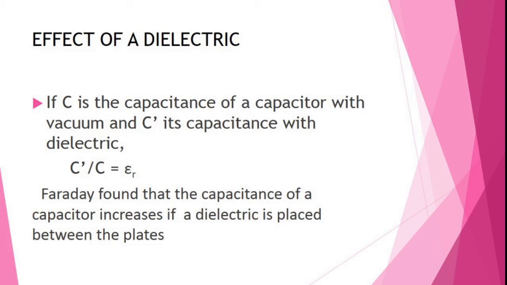That is given by the equation C dash is equal to C into epsilon r. So C got multiplied with epsilon r, the relative permittivity of the medium. That means the capacitance C dash is increased. So when we replace the air or vacuum with a dielectric medium, the capacitance of that capacitor increases.